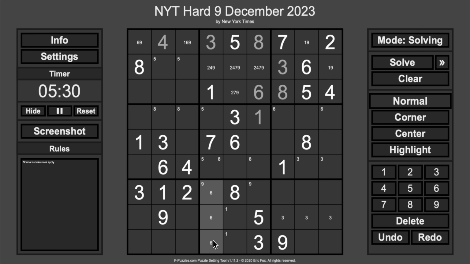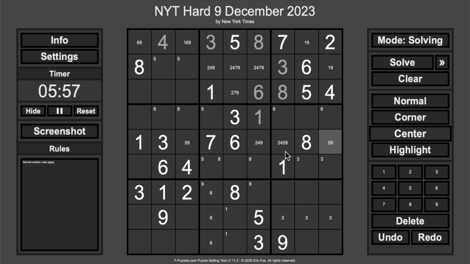Well, let's see. I need 2, 4, 5, 9. This can't be 2 or 4. This is 5 or 9. This is 2, 4, or 9. It can't be 5. This is 2, 4, 5, or 9. But this sees 2 and 4, so it's 5 or 9.